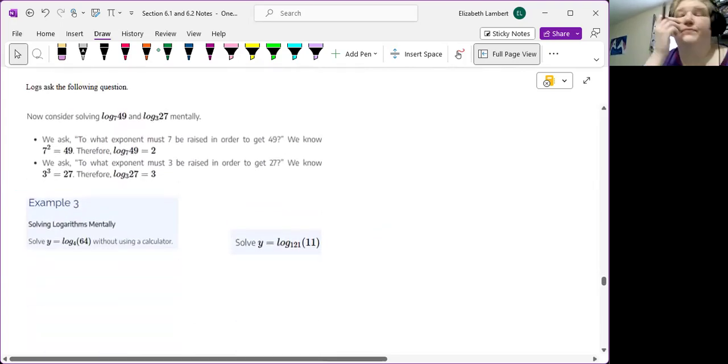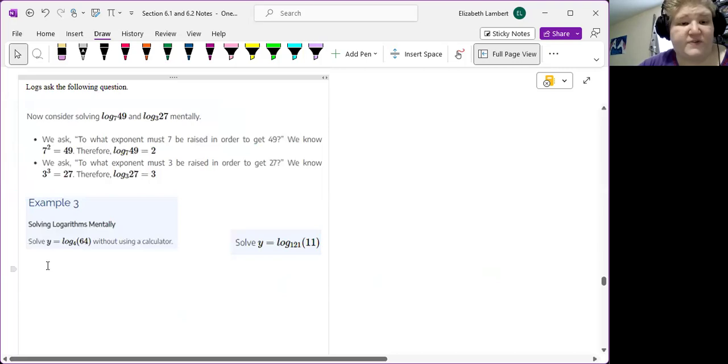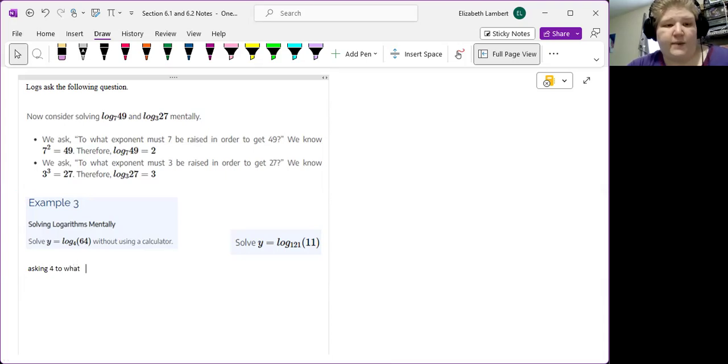All right. So logs actually are asking a question. They're asking what power does the thing? So when we say log base 7 of 49, that is asking 7 to what power is 49? Or log base 3 of 27 is asking 3 to what unknown power is 27? So when we see these other ones down here, log base 4 of 64, this is asking 4 to what power is 64?